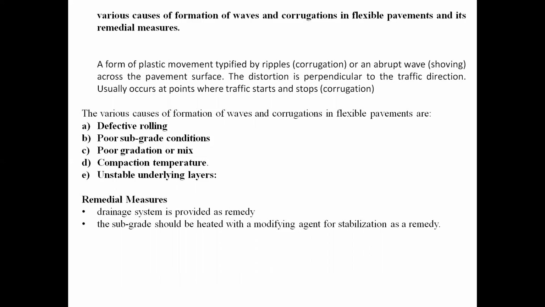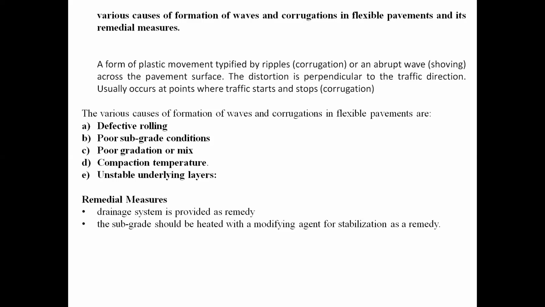The distortion is perpendicular to the traffic direction. It usually occurs at points where traffic starts and stops. There are various causes of formation of waves and corrugations. The first one is defective rolling. If the rolling during the construction stage is improper, leaving waves, then the process being progressive, the wave formation could continue indefinitely. Subsequent traffic operation would also cause similar effects if the rolling is inadequate during the construction stage.